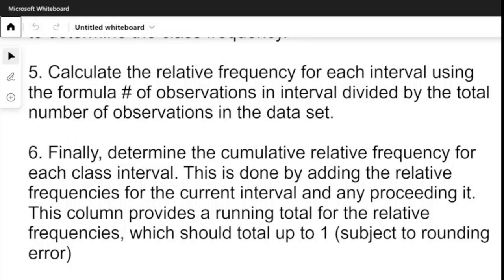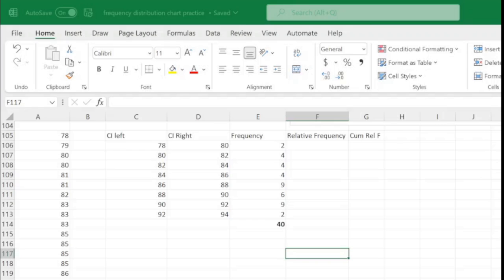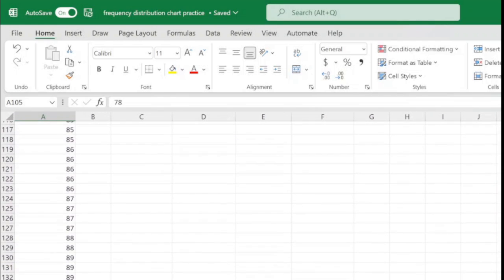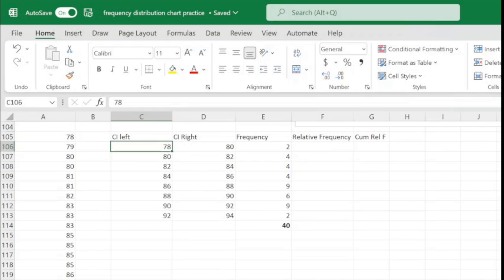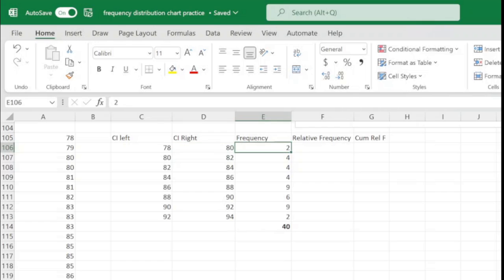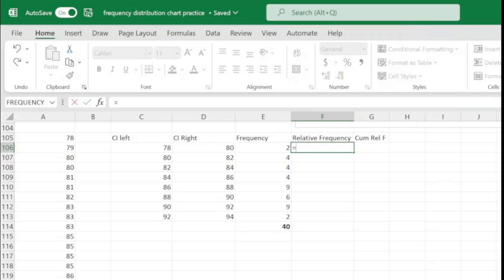Now, why don't we take a look at an example? So in this example, we have a numerical data set with the numbers ranging from 78 all the way to 92. So we will construct our intervals that are equally spaced, so they'll each contain two numbers, 78 through 80, and then it'll be 80 through 82, 82 through 84, etc., all the way to 92 through 94. So we can look at our data and determine the frequency for each interval, and that sums up to 40 total.